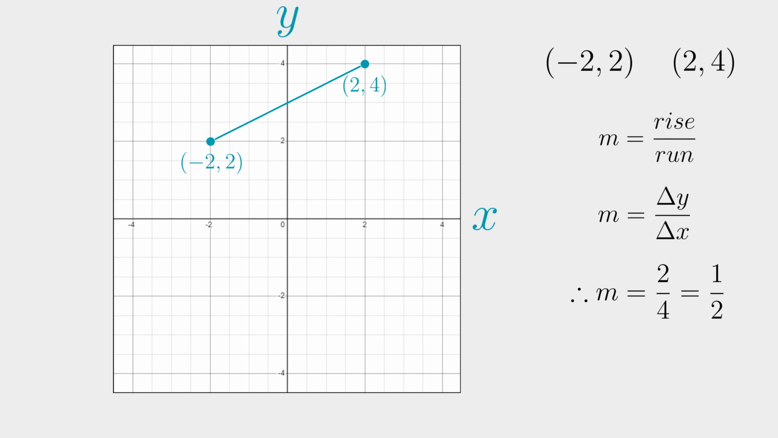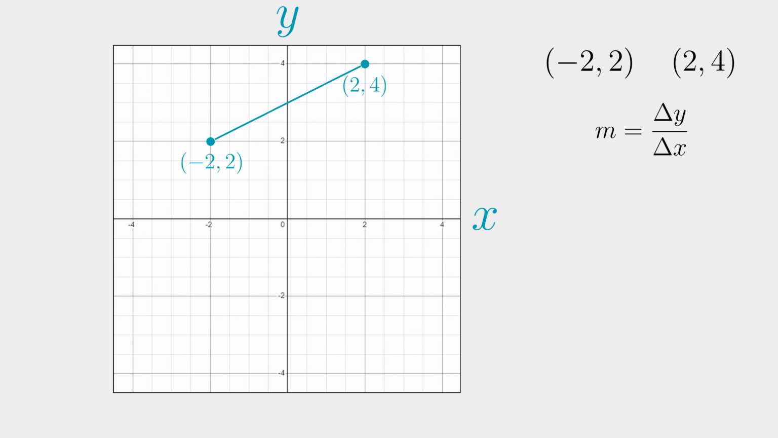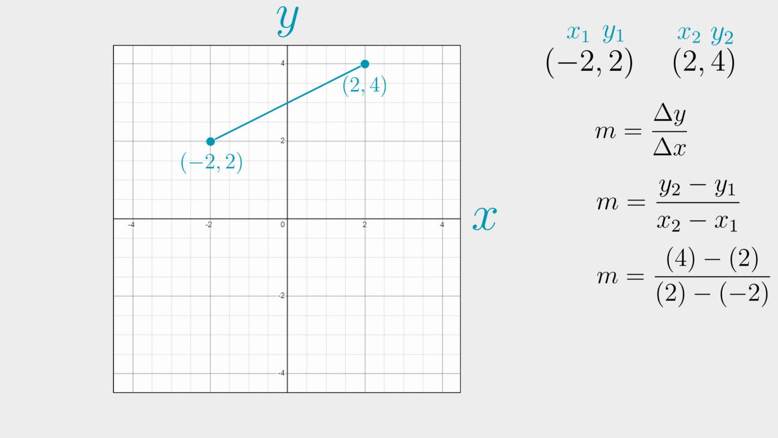To use the change in formula, choose a coordinate as your first and the other one as your second. Yet again, it doesn't matter which one is your first one and which one is your second one. You will get the same answer. The formula expands to this and then substitute your values into this formula. You will get 2 over 4 and that simplifies to a half, which is the same that we got for the rise over run method.